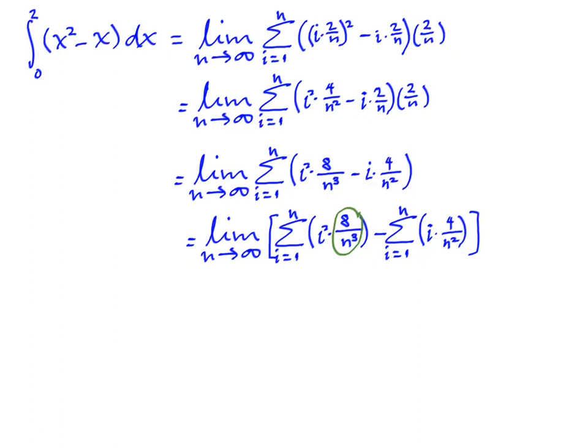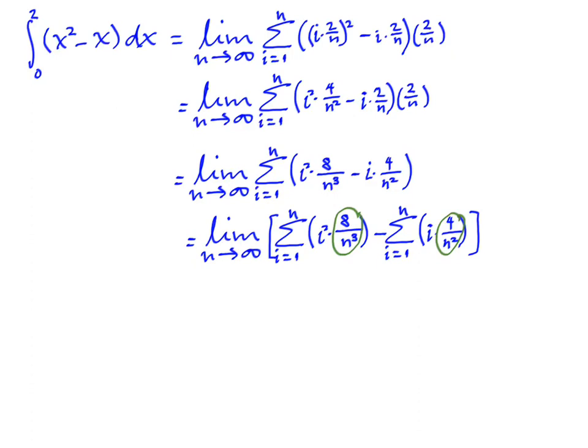And then the same thing in the second sum. And look at that one. It's the sum from 1 to n of i times 4 over n squared. So that 4 over n squared is not changing. It doesn't depend on i, so it's the same in every term of that finite sum.